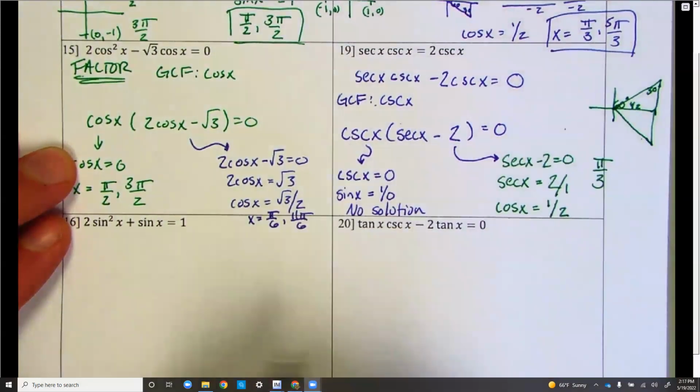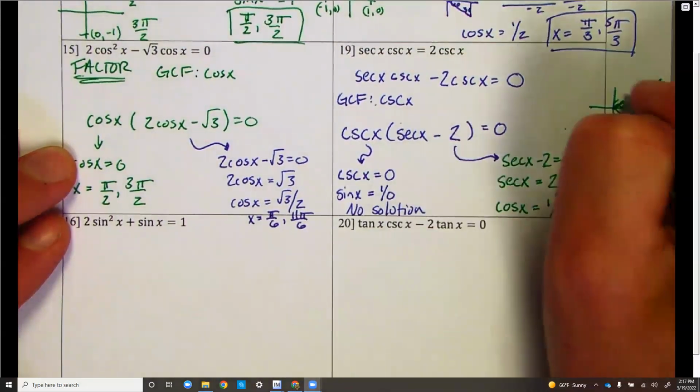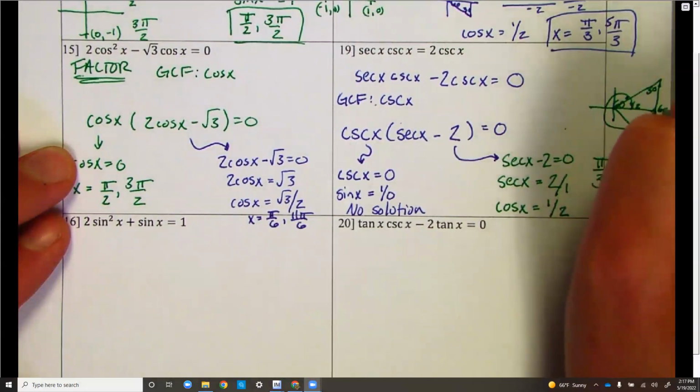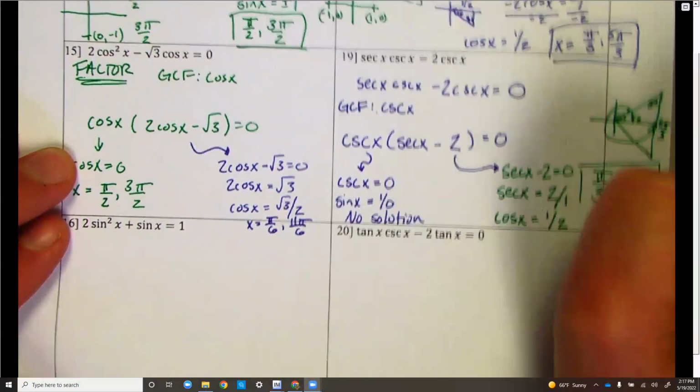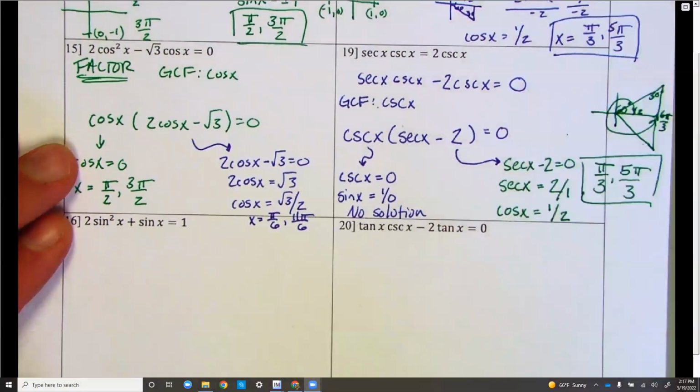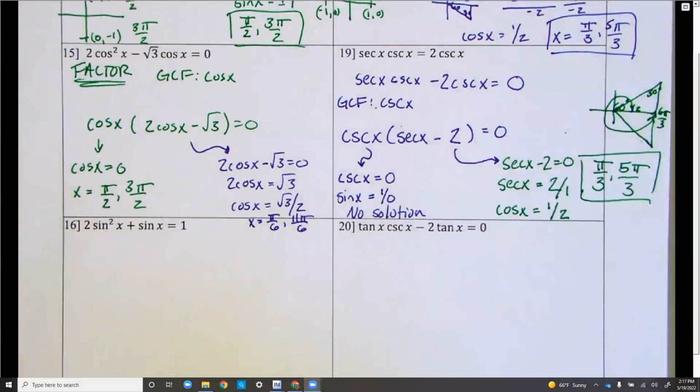Cosine is also positive in the fourth quadrant. So all the way around would be 6 pi's over 3. I'm 1 pi over 3 short of a full circle. So 5 pi's over 3.